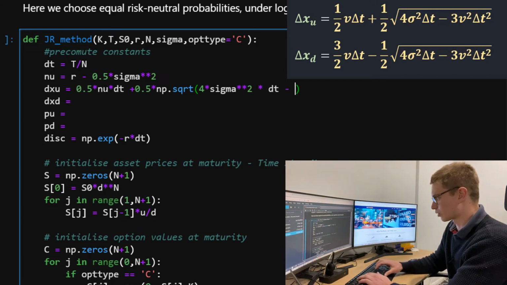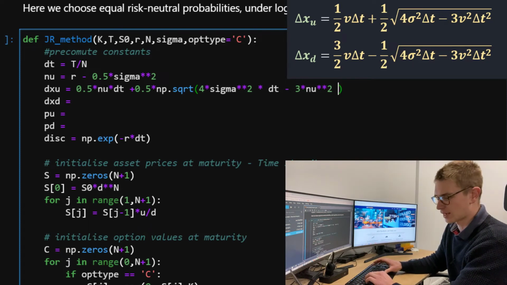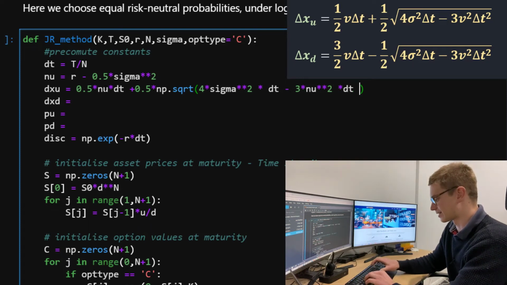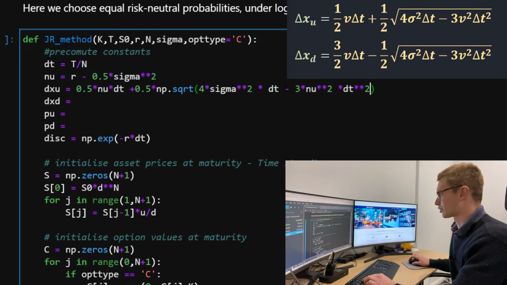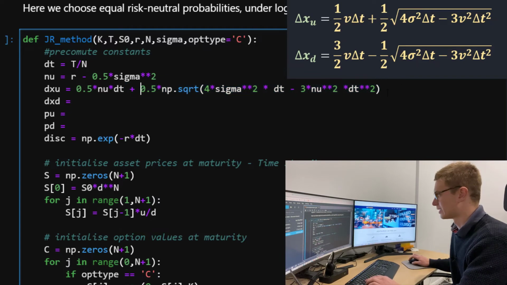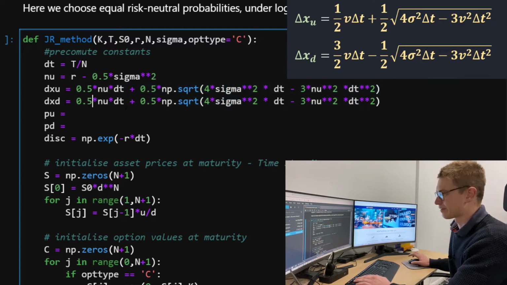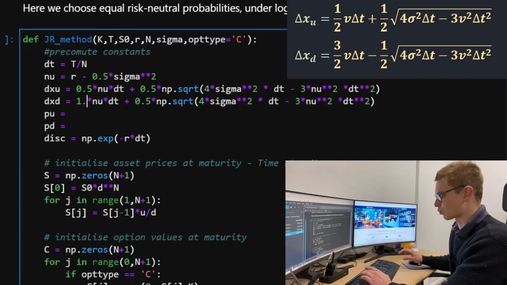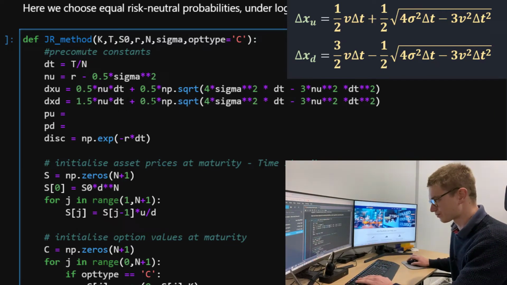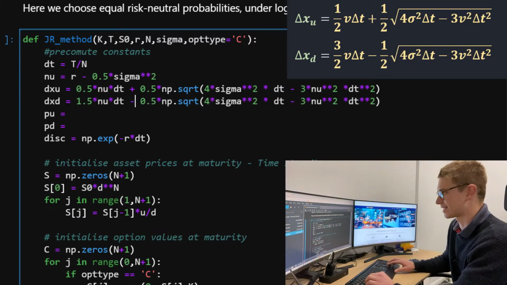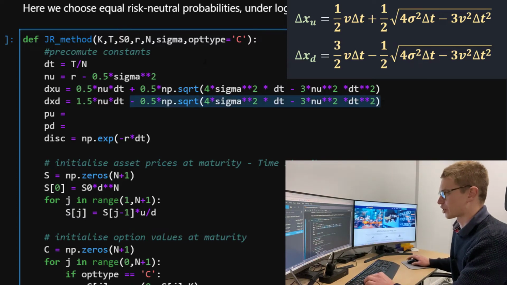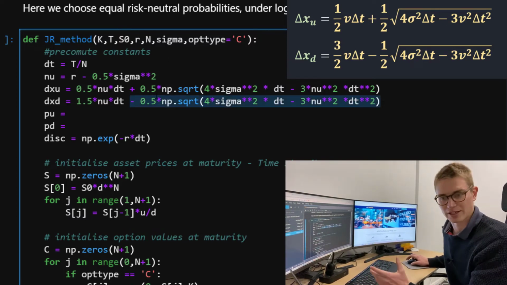Now once you've done that, we'll subtract 3 times nu to the power of 2 times dt to the power of 2. We probably could have just multiplied nu and dt and taken them both to the power of 2, but anyway, that'll work and that'll be fine. So we can copy this formula because it's pretty similar for the down factor, except here it's 1.5, so 3 over 2, and we're subtracting this value here. So just make sure that that's okay.